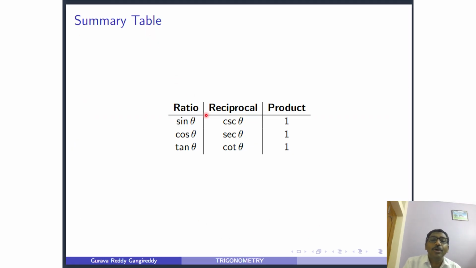Summary table: ratio, reciprocal, product. Sin theta, reciprocal cosecant theta. Sin theta into cosecant theta is 1. Cos theta, reciprocal secant theta. Cos theta into secant theta equal to 1. Tan theta, reciprocal cot theta. Tan theta into cot theta equal to 1.